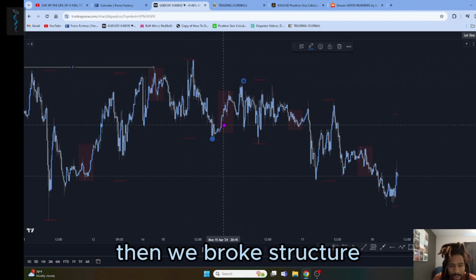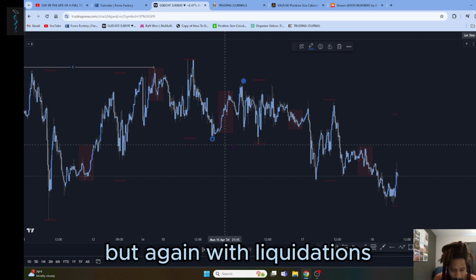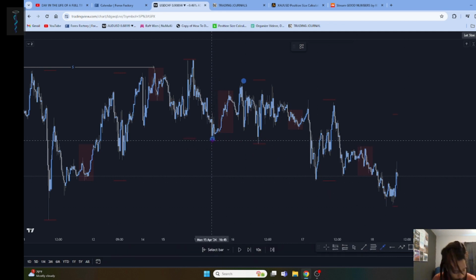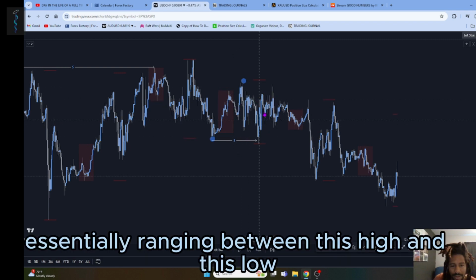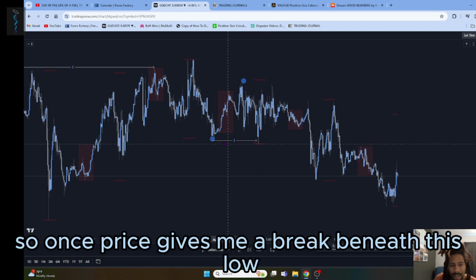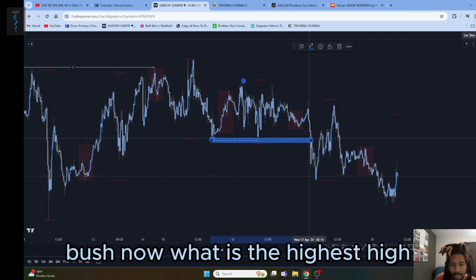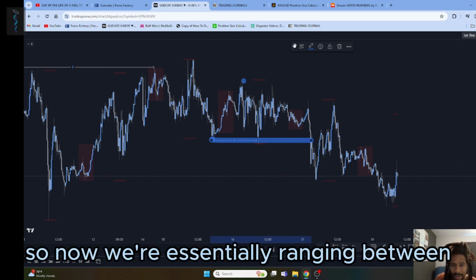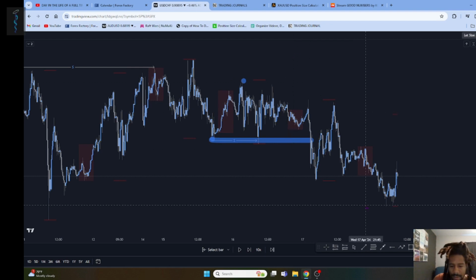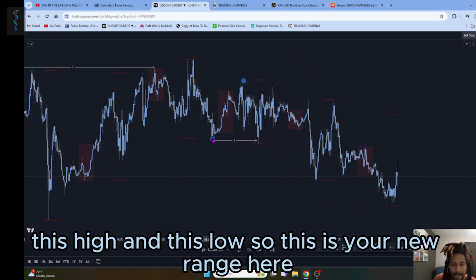Then we broke structure. Well, not really broke structure, but again, with the liquidation here. Then whoosh, shied away from this area. We're still essentially ranging between this high and this low. It's just that liquidation happened. So once price gives me a break beneath this low, boosh. Now, what is the highest high within the leg? So now we're essentially ranging between this high and this low. So this is your new range here.